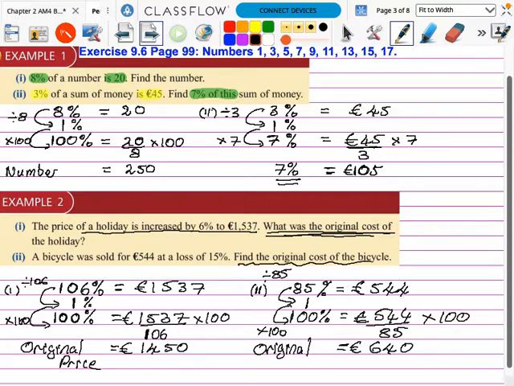A bargain in the local bike shops. Better not say the name in case it constitutes advertising.